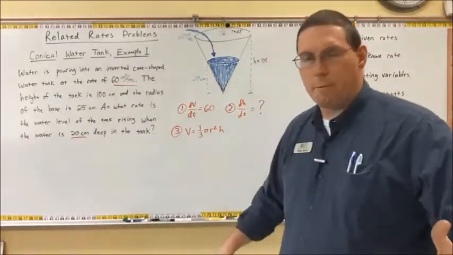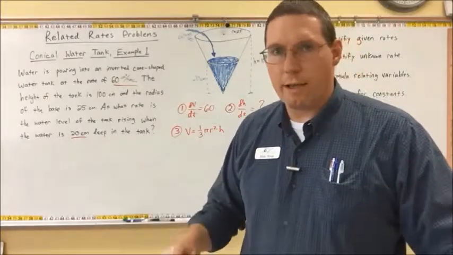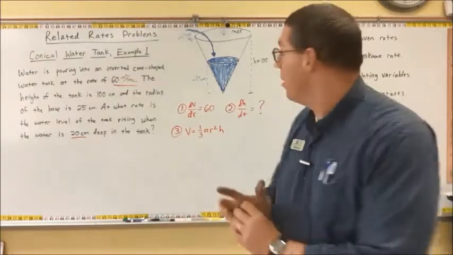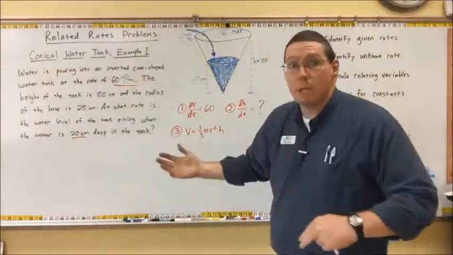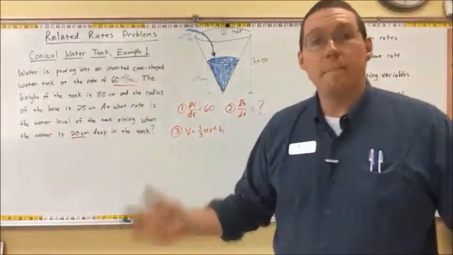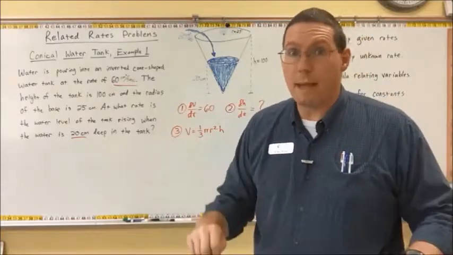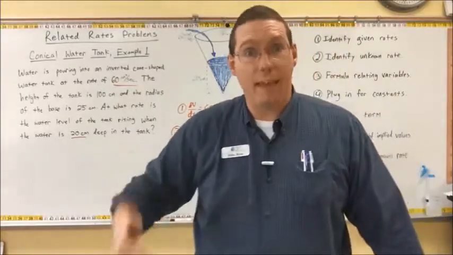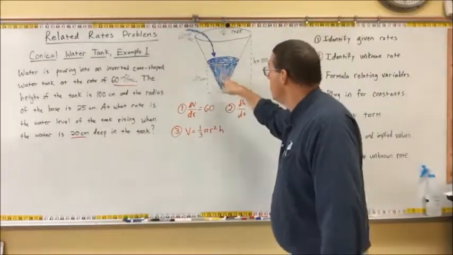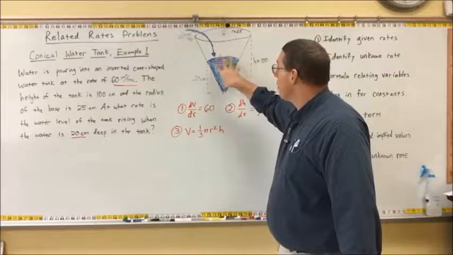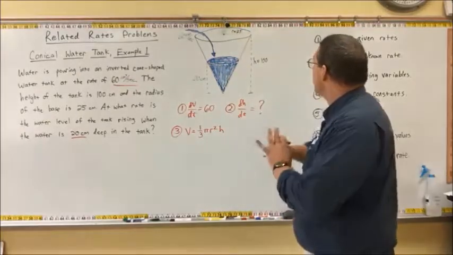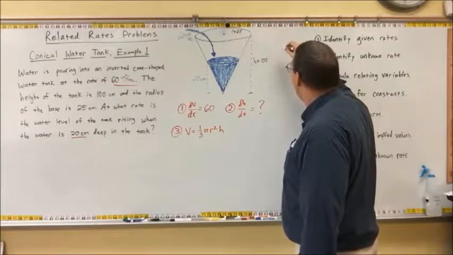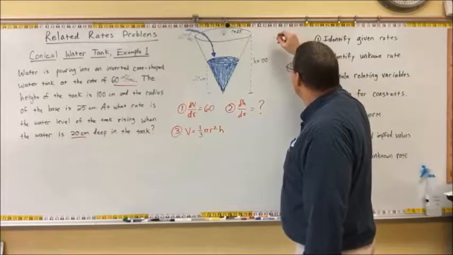Remember in the lamppost problem, we had two similar triangles? Well, in this problem, we have two similar cones. This water cone is similar. It has all the same dimensions, proportional dimensions, as the larger cone because the water is filling the tank. And so this cone has the same proportions as this cone. So we want to identify the relation of the radius to the height.